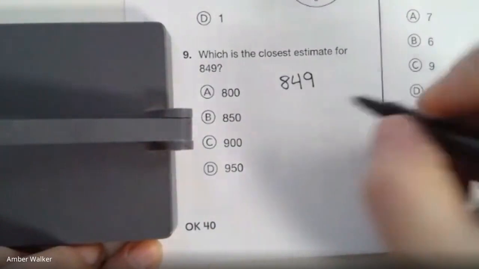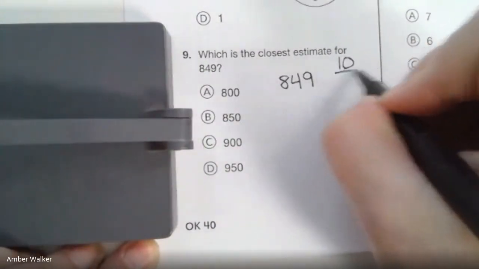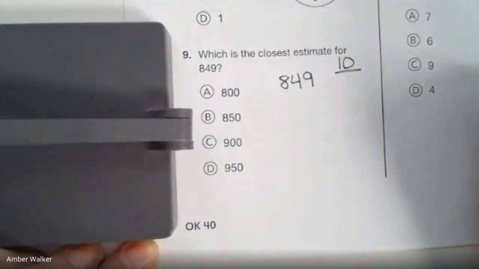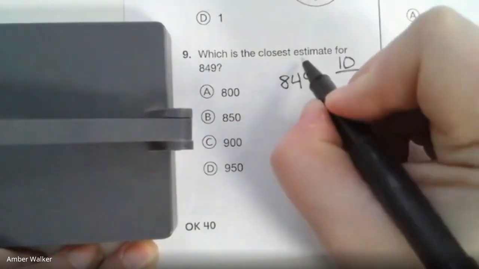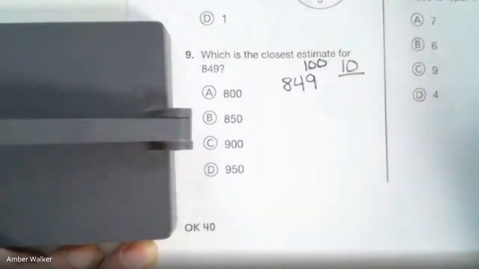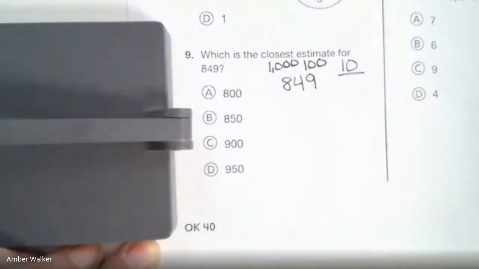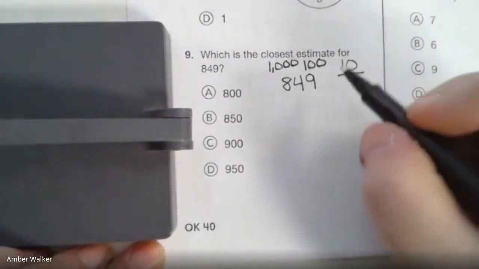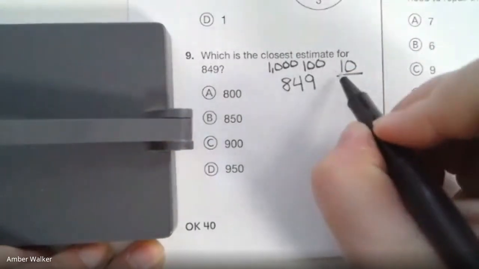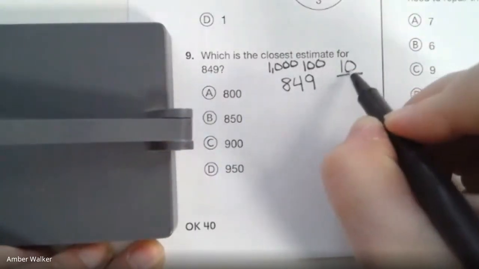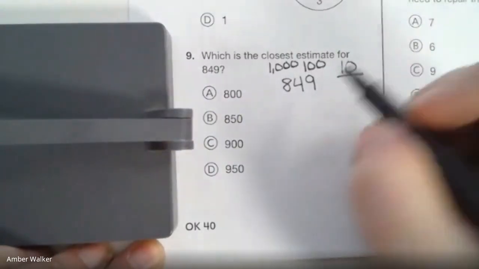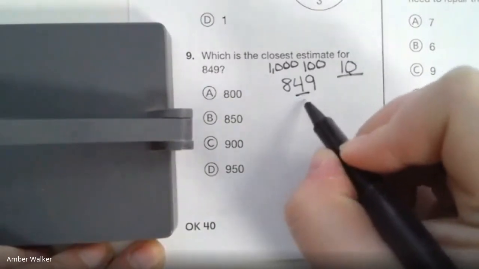Which one of these is the closest estimate for 849? The closest estimate means I'm going to round to the 10. 10 is going to get me within 10 of the actual number. If I round to the nearest 100, I'm going to get within 100 of the actual number. If I round to the nearest 1,000, I'm going to get within 1,000 of the actual number. The best estimate is going to be to the nearest 10 because it's going to get me closer to the actual number. Find that 10.